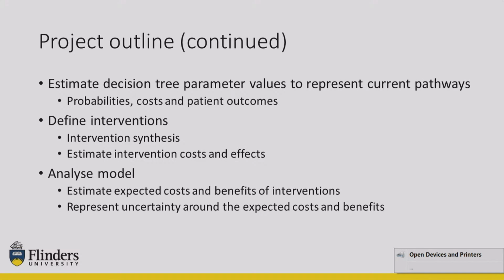Then once we've collected the audit data, we define our decision tree structure and estimate the parameter values, so I'm going to talk through that process. Then we start looking at interventions, initially with the working group, and potentially then taking it out to a broader group. And finally, we analyse the model. So I'm going to talk through those stages now, noting that we're partway through the project.